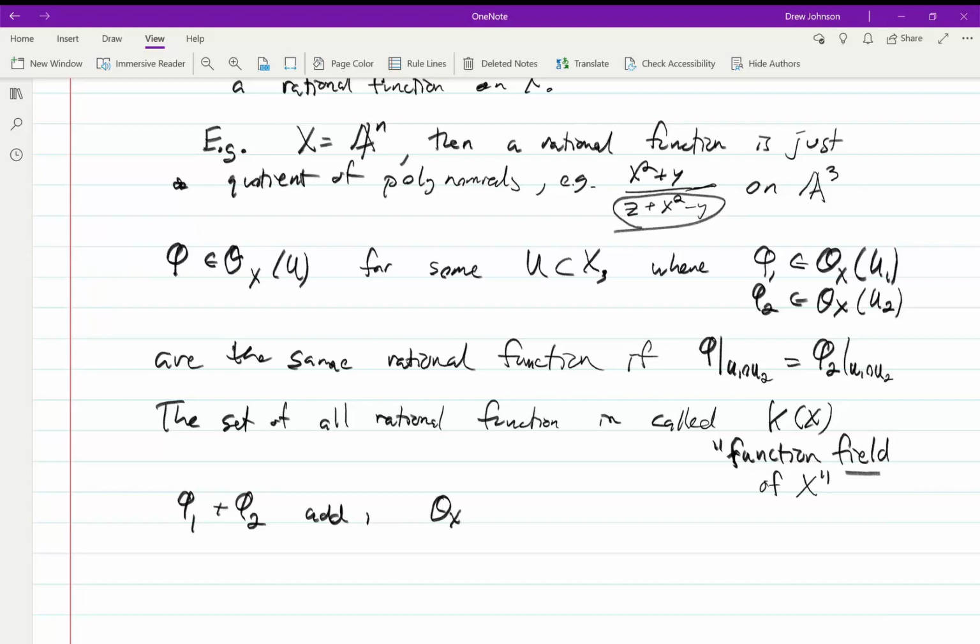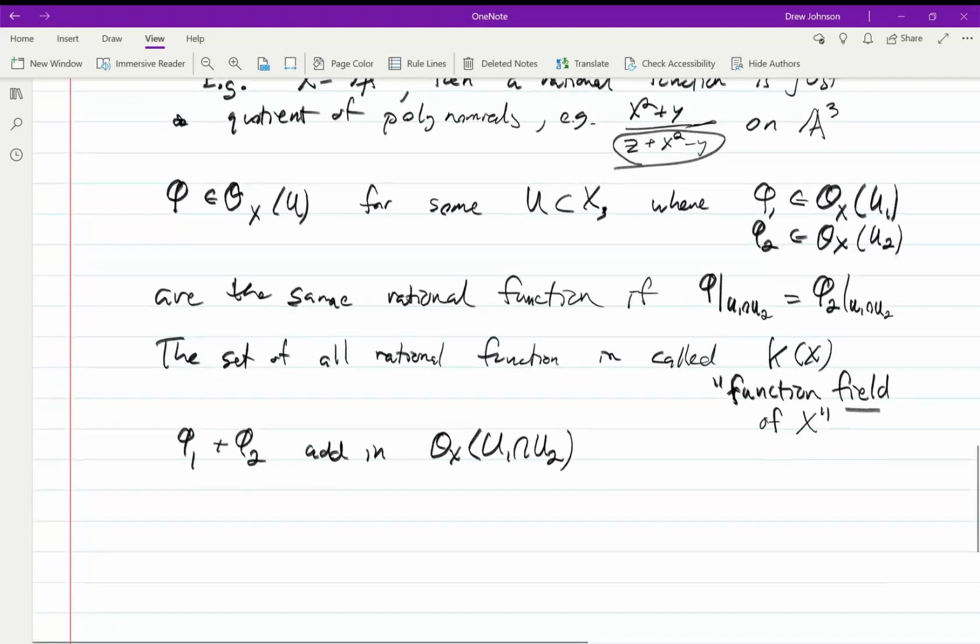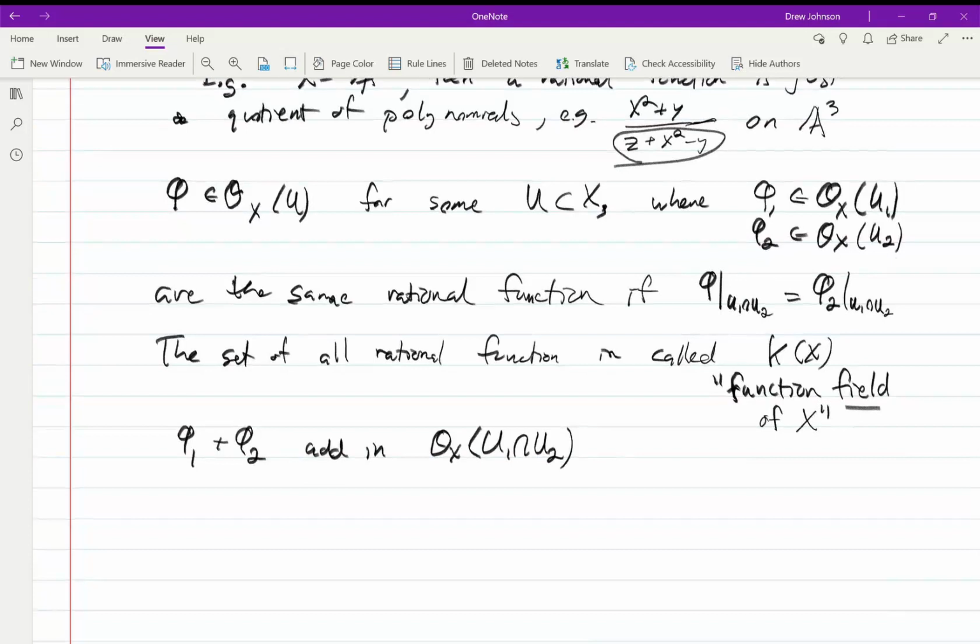Right, I should say in O_X of U1 intersect U2. Okay, so that's no problem. Same thing for multiplication. Additive inverses are okay. The interesting part maybe is the multiplicative inverses. So if you want to define phi inverse, it is well defined on U minus the vanishing locus of phi.